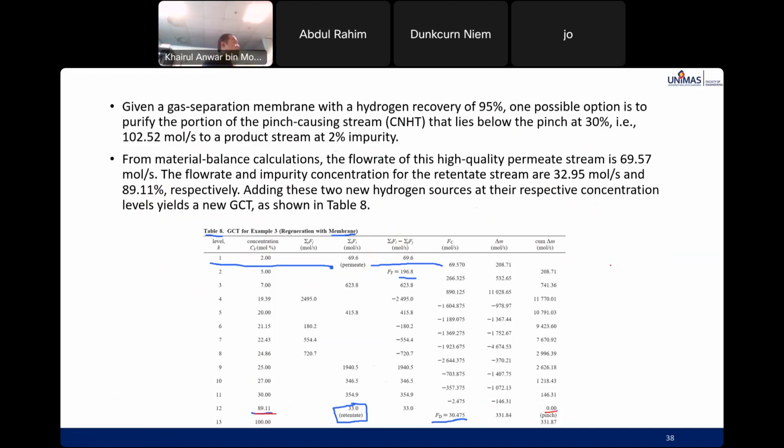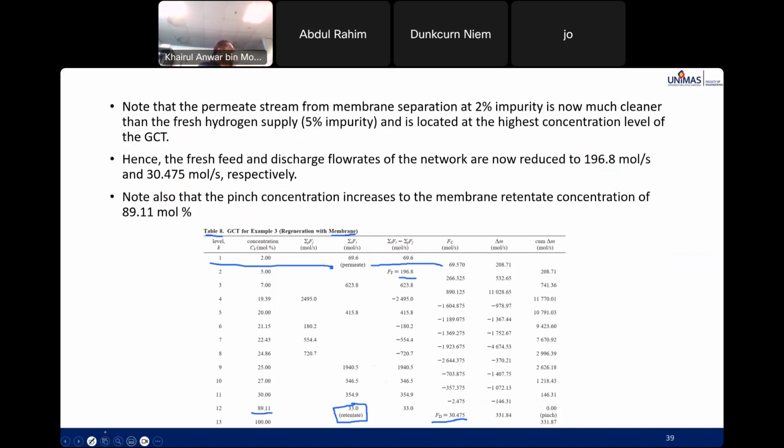3.7%. Note that the permeate stream from membrane separation at 2% purity is now much cleaner than the fresh hydrogen supply at 5% impurity and is located at the highest concentration level of the GCT, this one. Hence, the fresh feed and discharge flow rate of the network are now reduced to 196.8 and 30.475.